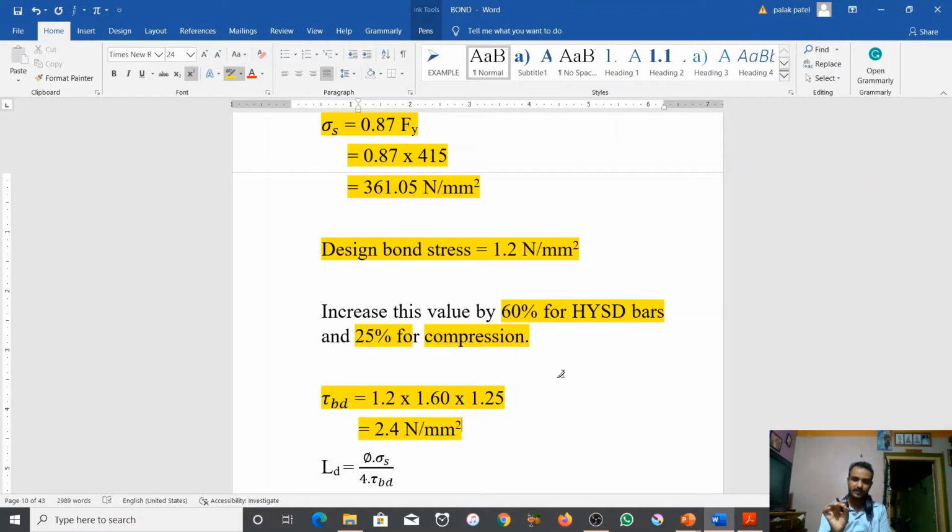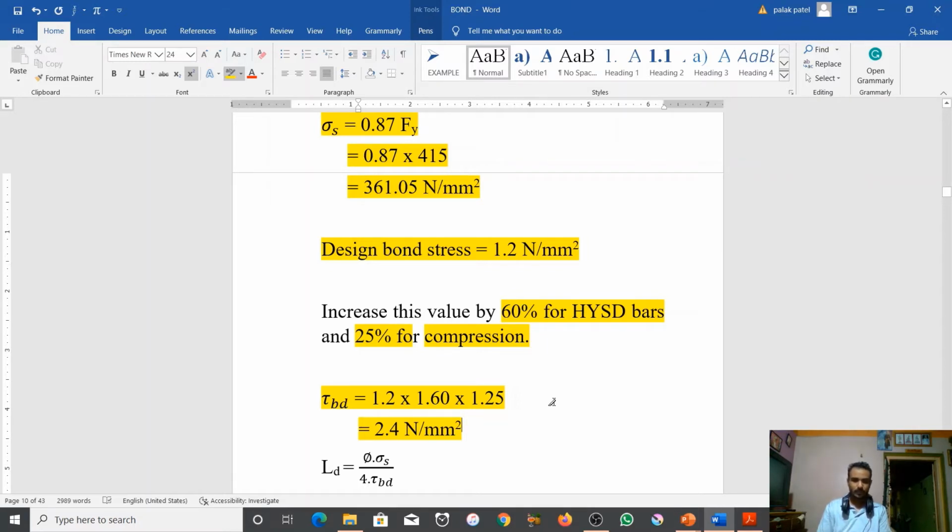If your reinforcement is not a HYSD bar, meaning your reinforcement grade is 250 mild steel, then this value will not increase by 60%. And if your reinforcement is in the tension zone, not the compression zone, the value will not be increased by 25%. So if your reinforcement is mild steel and in a tension zone, the design bond stress is 1.2.